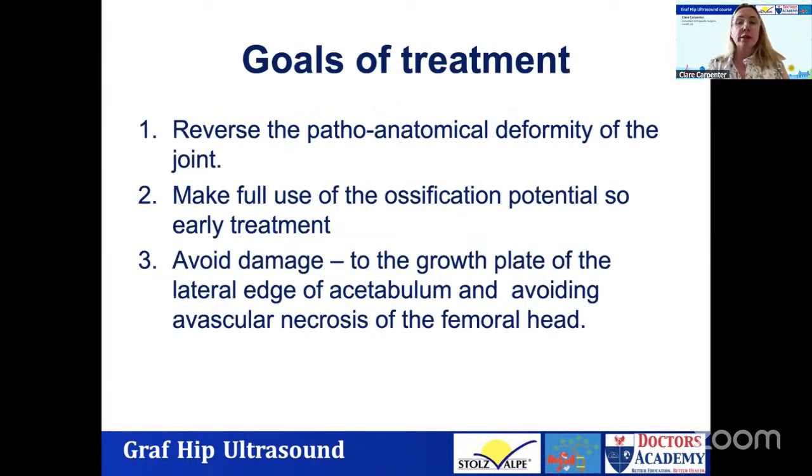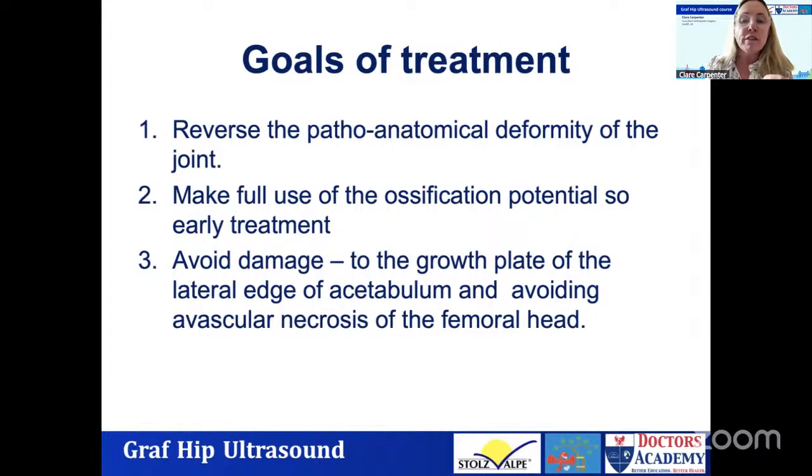So what are the goals of treatment? Well, to reverse the pathoanatomical deformity of that hip joint. Again, come in early so you can make full use of the own biological potential of that hip joint. We use it in talipes, we use it in serial casting, we use it in all aspects of pediatric orthopedics. Why are we afraid to use the biological potential of this hip? Why are we waiting, and what are we waiting for? And again, avoid damage to the growth plate. So you have to understand the principles of what you're doing, why you're doing it, and how to do it in order to avoid damage to that developing hip.